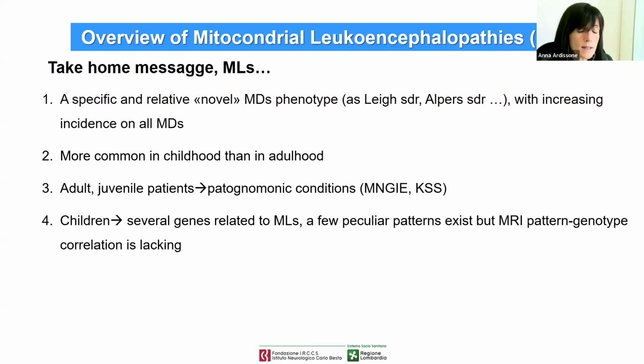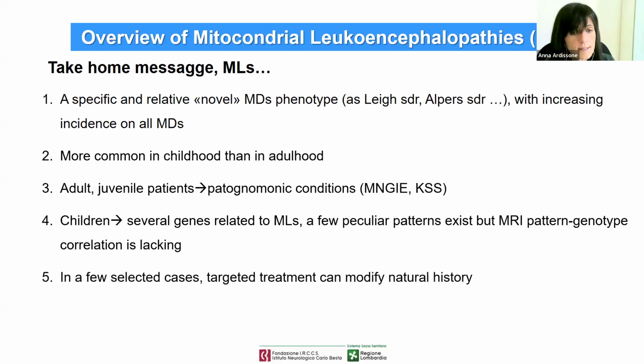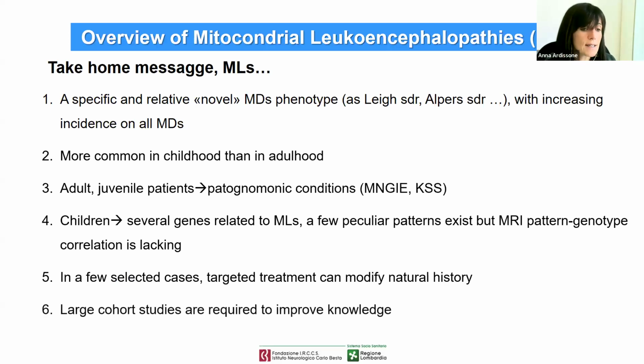In children, leukodystrophies are more common, and there are several genes related to this kind of disorder, with only a few peculiar patterns, but MRI pattern and genotype correlation is lacking. In a few selected cases, targeted treatment can modify natural history, but large cohort studies are required to improve knowledge about this kind of disorder.